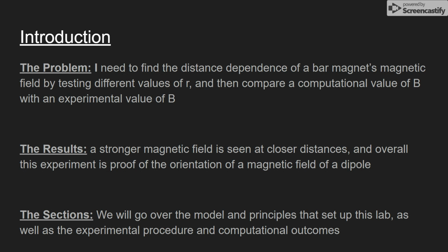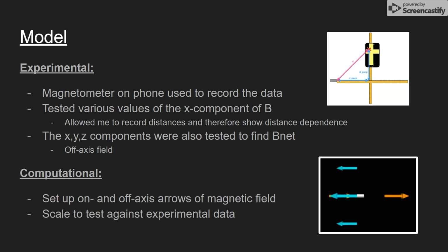In the sections, we will go over the model and principles that set up this lab, as well as the experimental procedure and computational outcomes. The experimental model used here is that the magnetometer on my phone was used to record data. As you can see in this image, 2 rulers were used for the distance dependence part, but various values of the x component of the magnetic field were tested, which is what allowed me to record distances and therefore show the distance dependence.